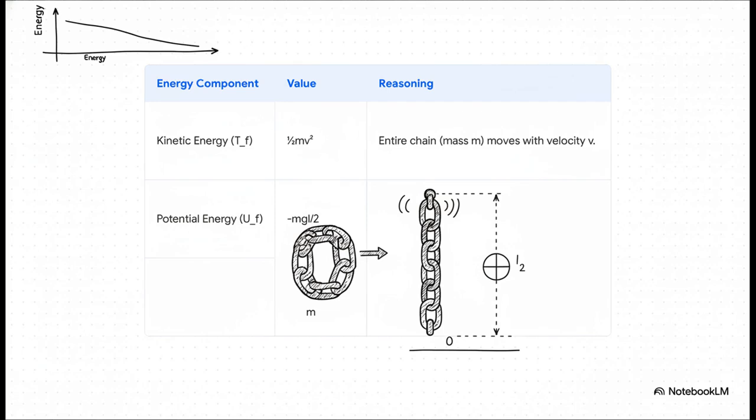So we're going to run the same playbook for this final state. First, kinetic energy. This time, the whole chain of mass m is moving with velocity v, so that's a classic 1/2 mv squared. Now for potential energy. The entire chain is hanging down. Its center of mass is now halfway down the total length, so it's at a depth of L over 2. Again, it's below our 0 line, so its height is minus L over 2. The potential energy is then its total mass m times g times that height. That gives us minus mgL over 2.